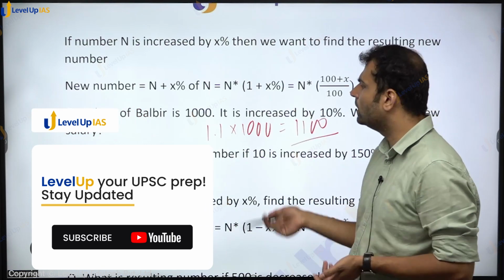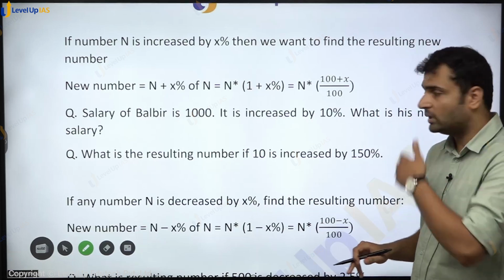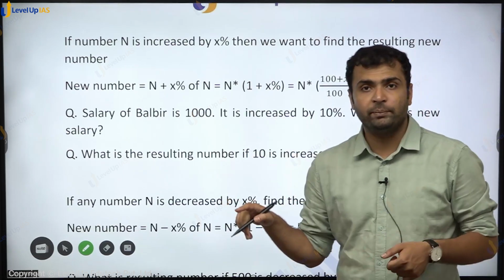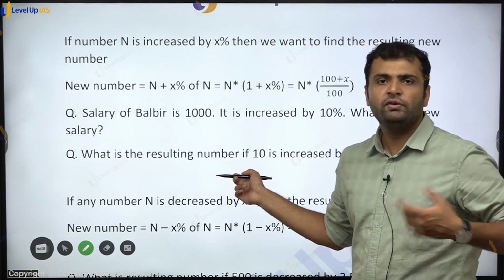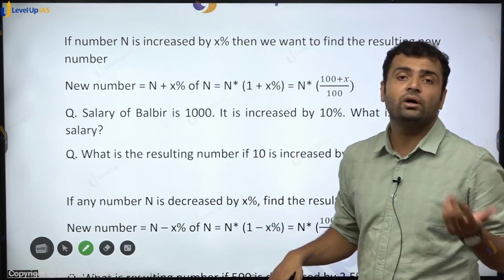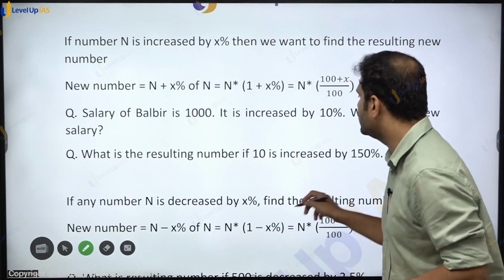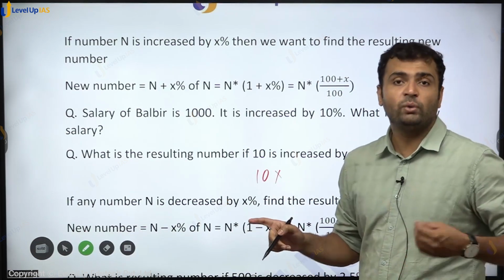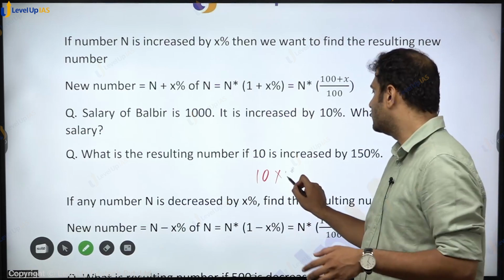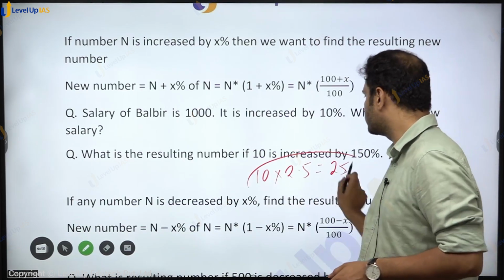What is the resulting number if 10 is increased by 150%? 150% से increase हुआ है, तो मतलब what will be the increase? 150% of 10. 150% of 10 is 15. So new quantity will be 10 plus 15, which is 25. Or you can say 150% is 1.5. So 1 plus 1.5 is 2.5, times 10 is equal to 25. Same answer, right?